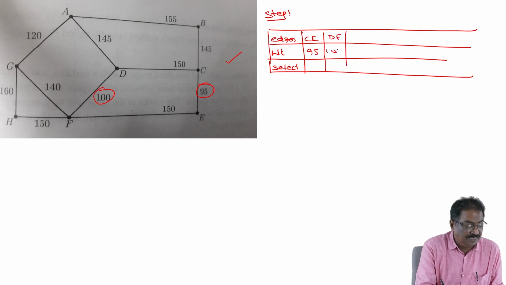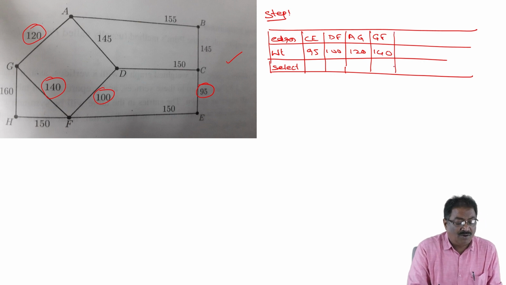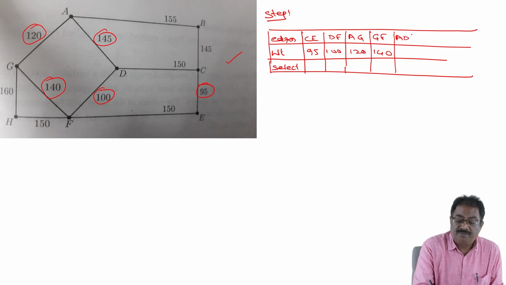DF, we have to consider 100. The next minimum weight is 120, so we are considering the corresponding edge AG as 120. Next, we have to consider 140, which is nothing but GF. 140 is over. Now, after 140, 145 is there, AD, which is nothing but 145.